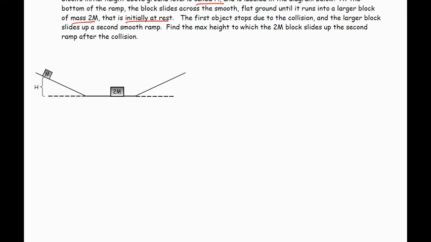So we have mass m released from rest to slide down. It then hits 2m. What we're being asked is, the first object stops due to the collision, and the larger block slides up a second smooth ramp. Find the maximum height for 2m. That's what we're looking for. What is the maximum height? So we want to figure out what this height is. We'll call that h final, okay?